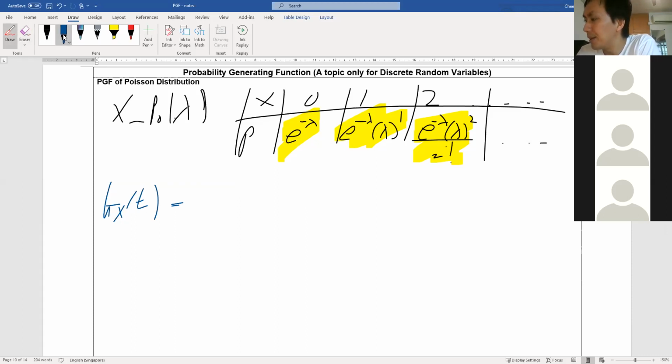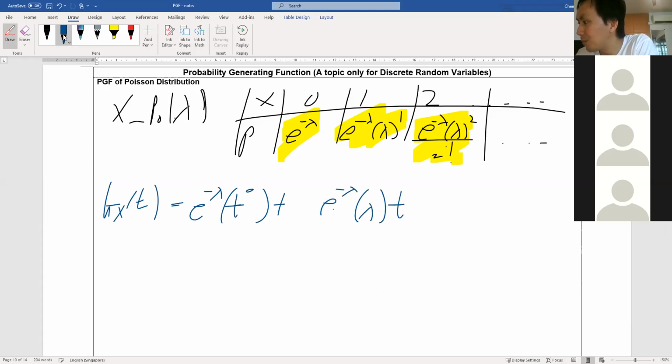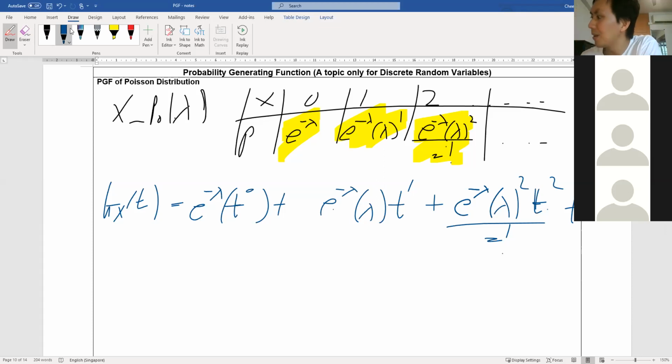It will be e to the power of negative lambda t to the power of 0, plus e to the power of negative lambda lambda t to the power of 1, plus e to the power of negative lambda lambda squared t to the power of 2 over 2 factorial, then plus dot dot dot.